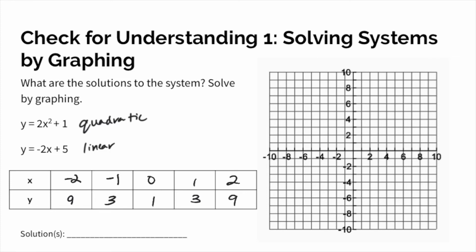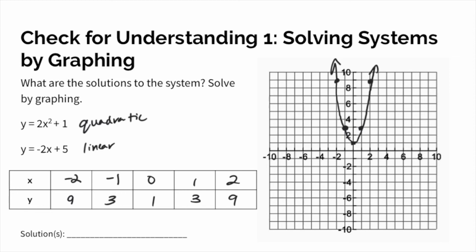And now I just actually want to plot those points and draw my quadratic graph. So at -2, I'm at +9. At -1, I'm at 3. At 0, I'm at 1, 1, 3. I'm bouncing back, and then 2, 9. And then I just want to draw a U shape, a parabola, to connect those points together to create my quadratic graph.